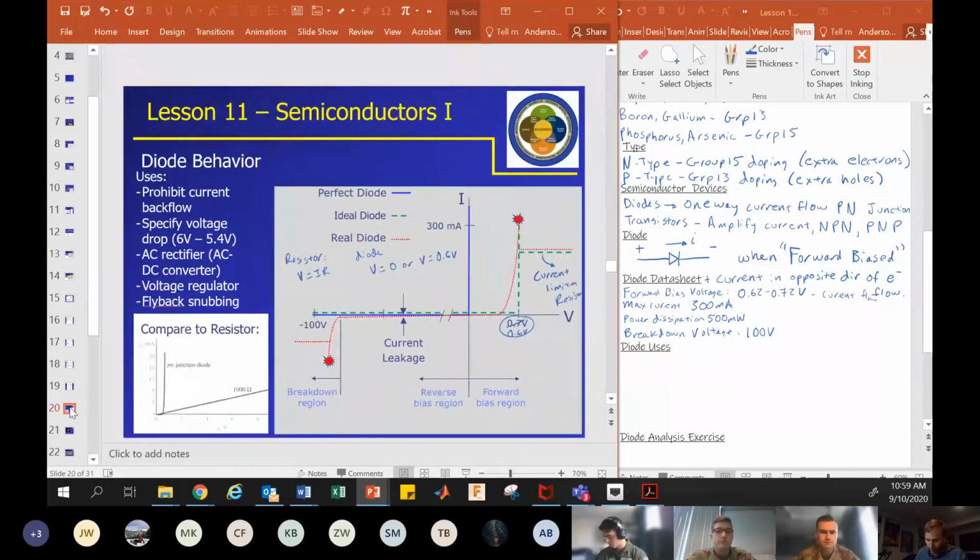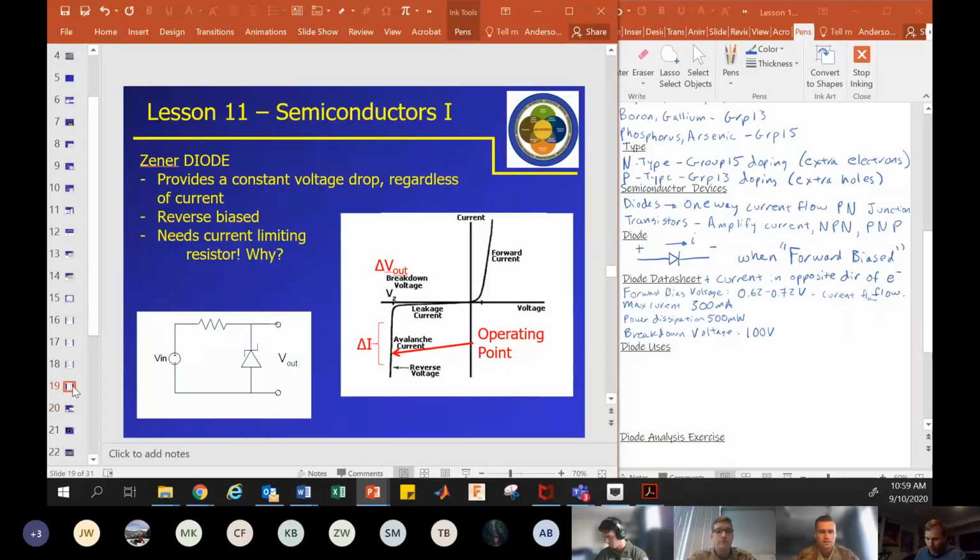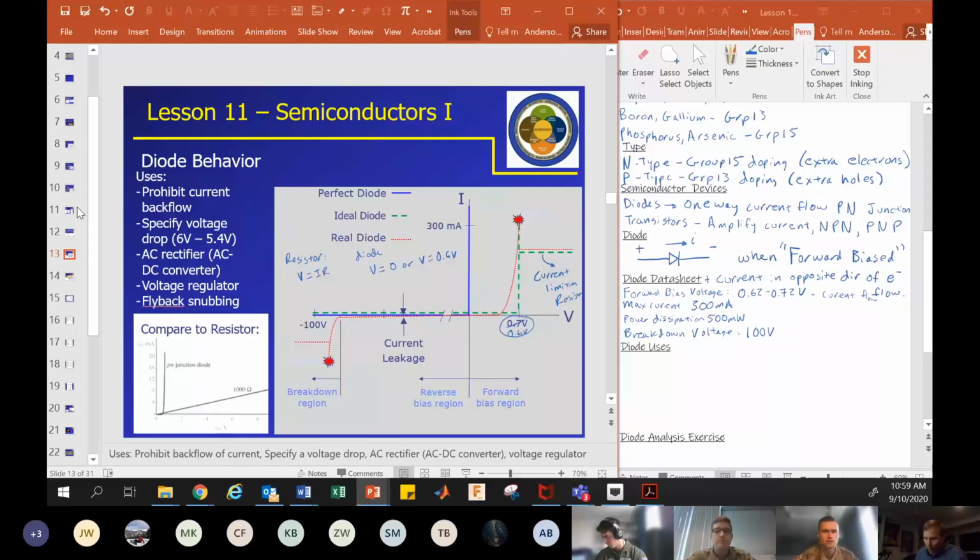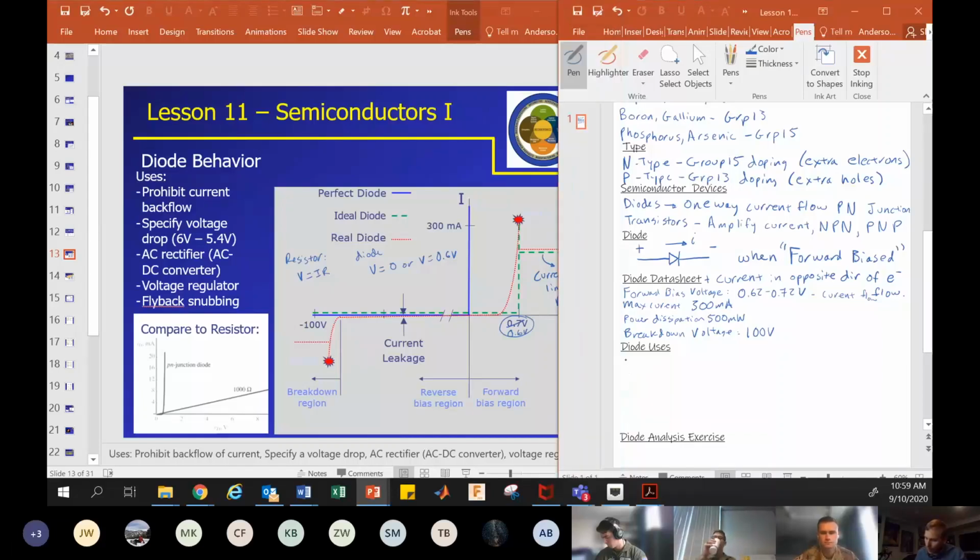So let's move on here. Let's talk about different uses for diodes. There's a number of things. Let's see, I had another slide. So the primary thing we've talked about is to prevent current backflow. We can use it to specify a voltage drop.